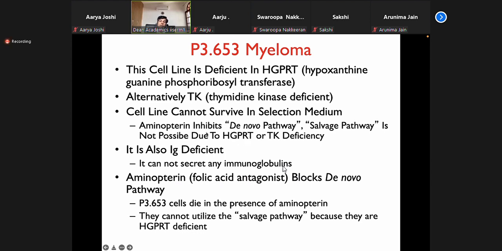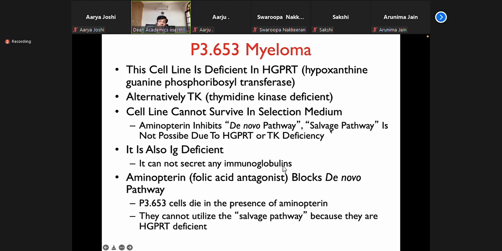The medium carries this compound, which is basically an antifolate. This compound is called aminopterin. Just remember that this is one of the components of HAT medium. Aminopterin inhibits the de novo pathway.